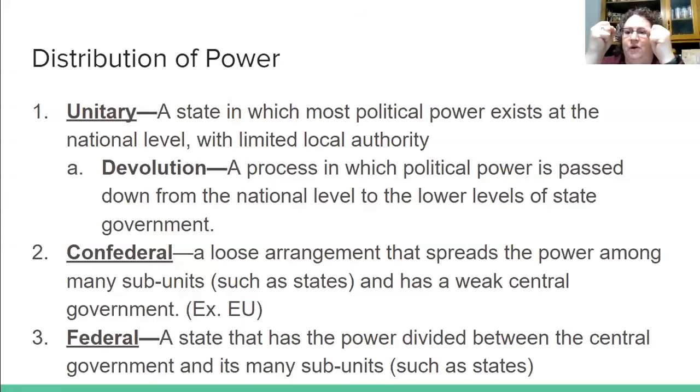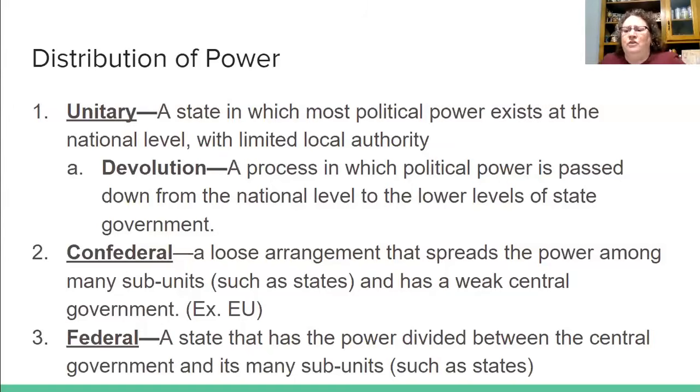Where's that power? If I'm a unitary state, that power is all in that central. If I'm federal, it's shared. In confederal, it's the opposite. In confederal, the regionals have all the power and there's very little coming together. But we want to focus on unitary and federal because that's what our CG6 are. And that's what most countries in the world actually are, unitary. So it's actually not truly representative of our CG6 to have 3 and 3, 50%. Most countries in the world are actually unitary.